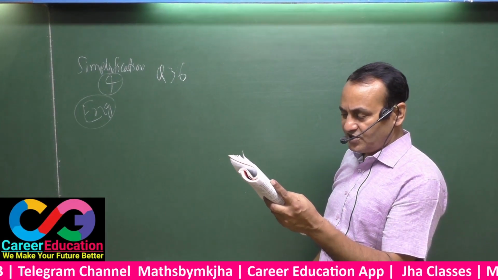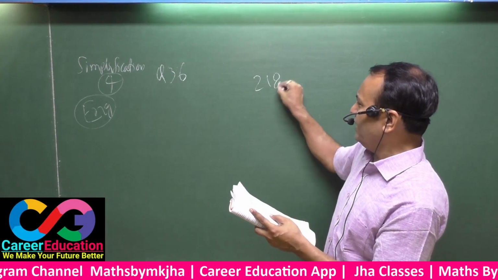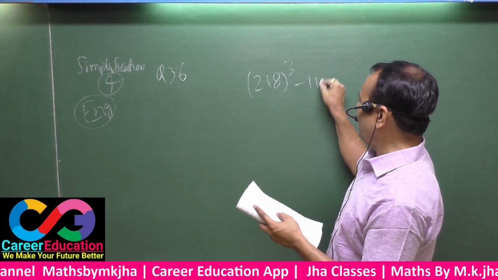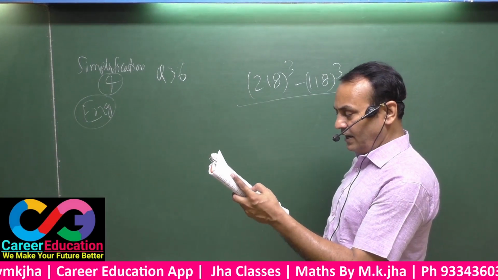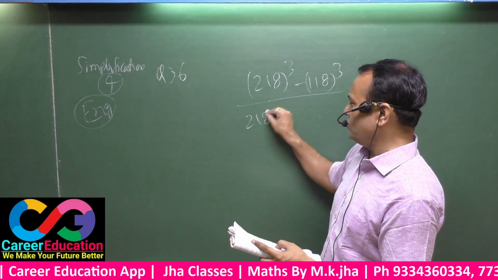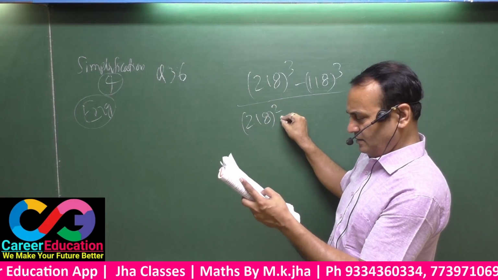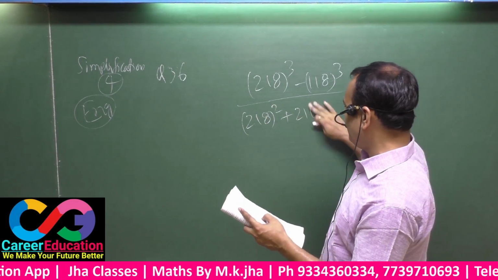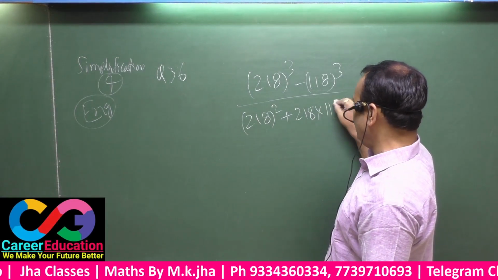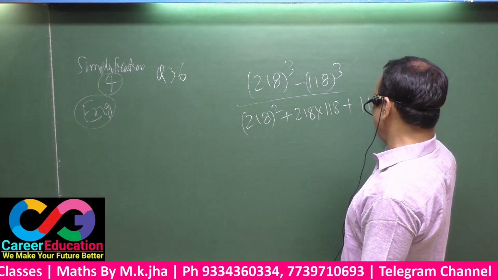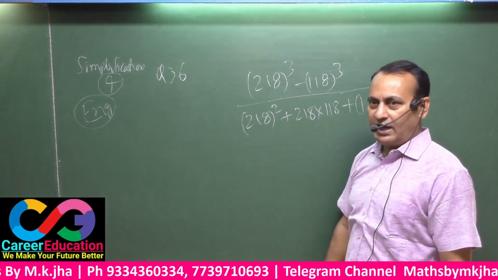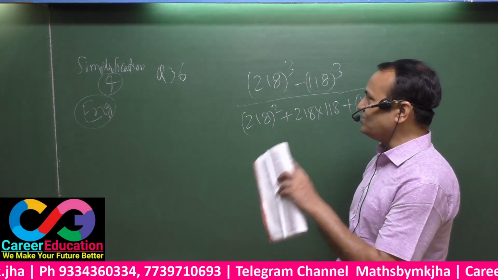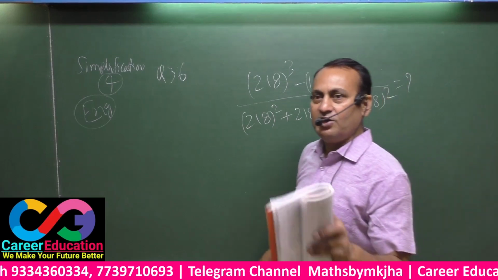Question number 36 can be written as here: 218 whole cube, 118 whole cube, divided by 218 whole square plus 218 into 118 plus 118 whole square. See, your question is exactly the same. I have written here. That means the question was in expansive form. I made it in concise form.